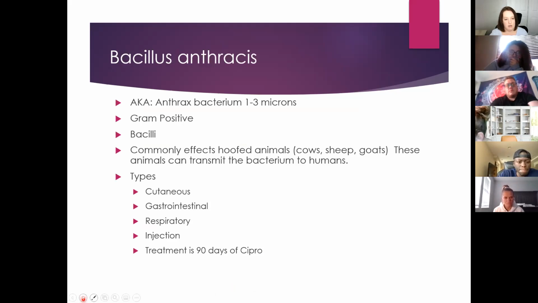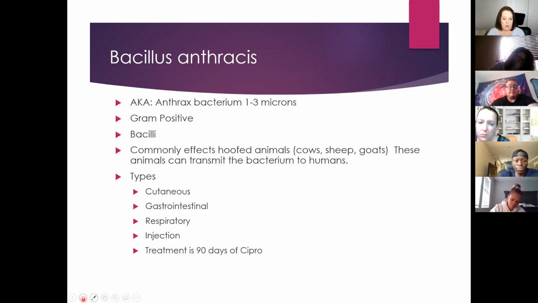Okay, so Bacillus anthracis, which is also known as anthrax, is gram-positive. It's a bacilli. So it's typically found in hoofed animals, so cows, sheep, goats, farm animals, but they can transmit it to humans. So this is going to be something that's more commonly seen in areas that are largely populated by these animals, so lots of farms or ranches. There's several types, so cutaneous, gastrointestinal, so in the GI tract, and respiratory, so they produce spores and then they can be breathed in, and those spores can settle in your lungs and create the infection.